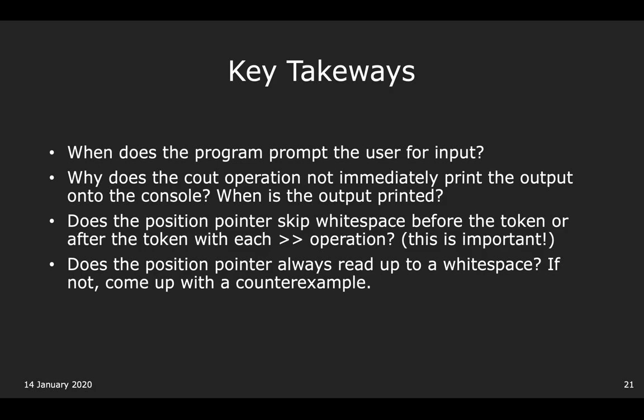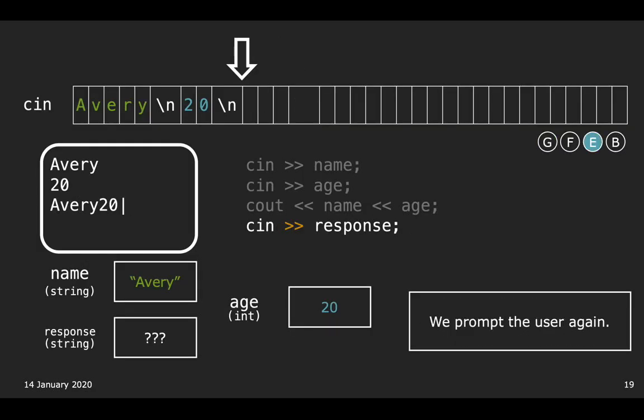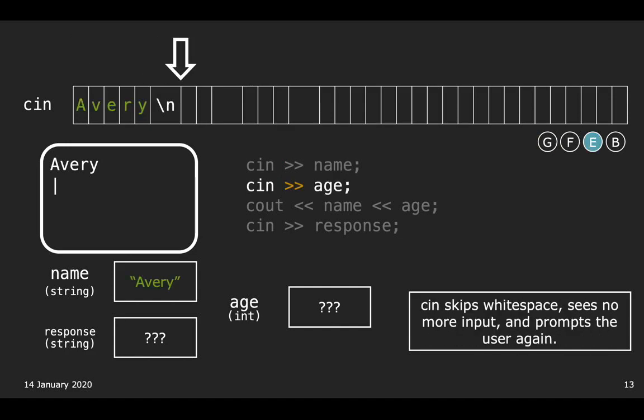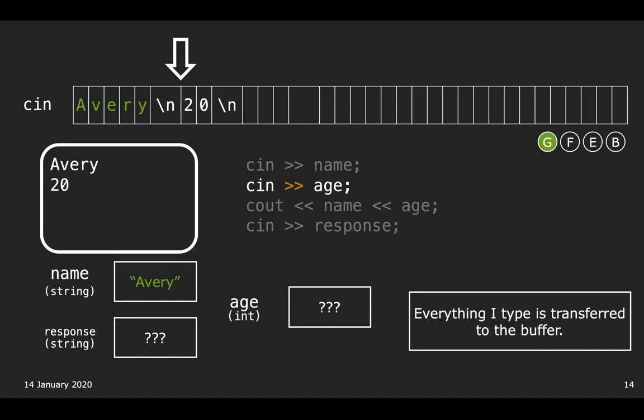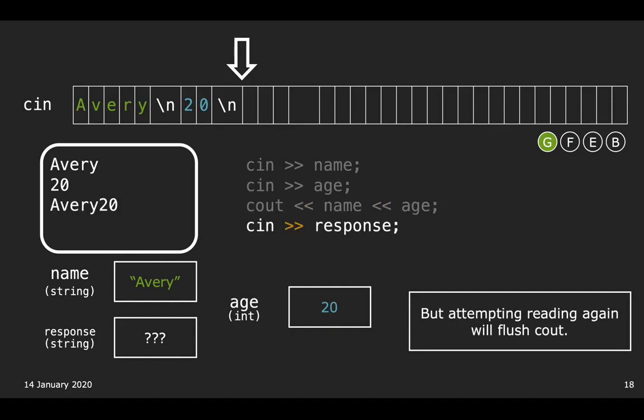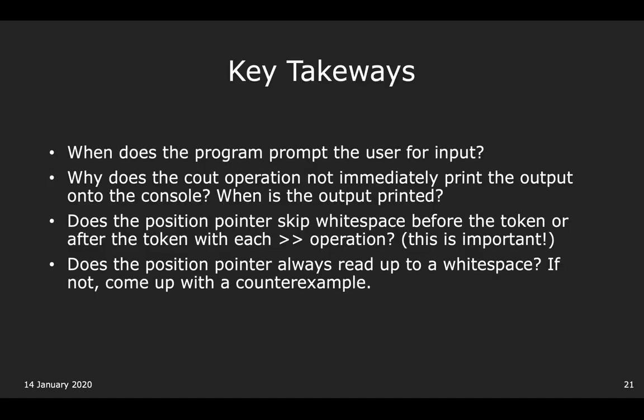Does the position pointer skip the white space before the token or after the token? Before or after? The position pointer skips the white space before the token, right? So in this example, it's only on this operation that it's able to skip the white space. When cin tries to extract the age, it reads up to the white space, but it doesn't consume the white space. It's only consumed on the next cin operation. Okay? Just a minor detail that will become a source of bugs later.